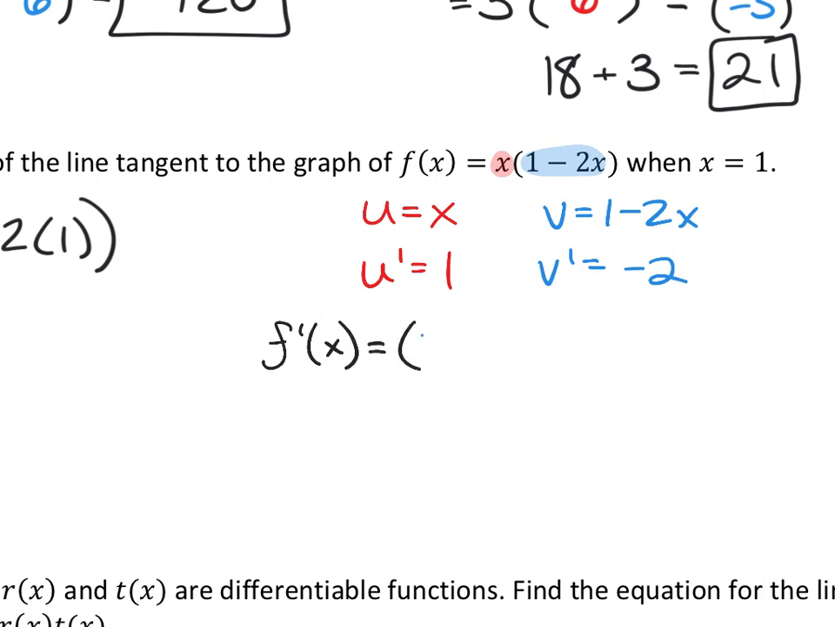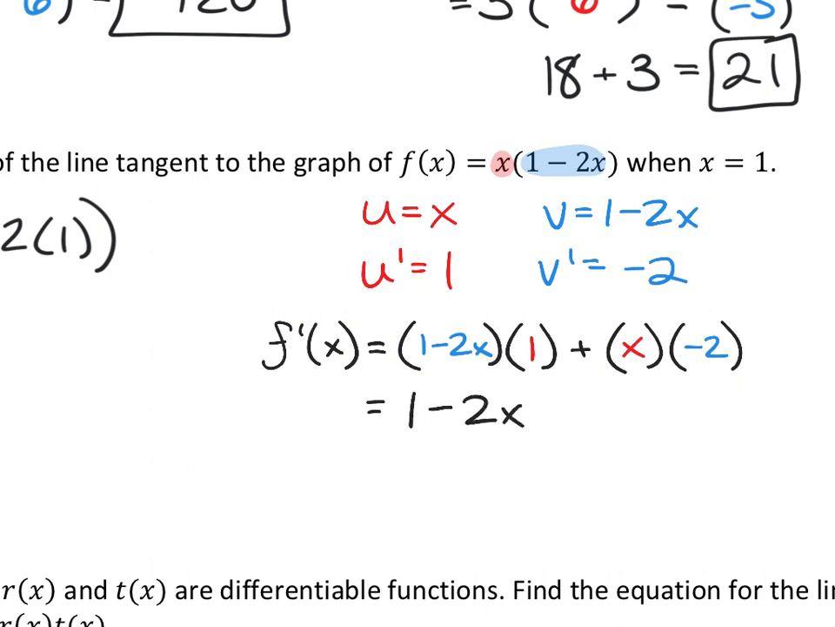So when we do the derivative, it is v times u prime plus u times v prime. That's the only piece of calculus. Now we just have to clean it up. 1 times 1 minus 2x is 1 minus 2x. X times negative 2 is negative 2x. So this simplifies to 1 minus 4x.